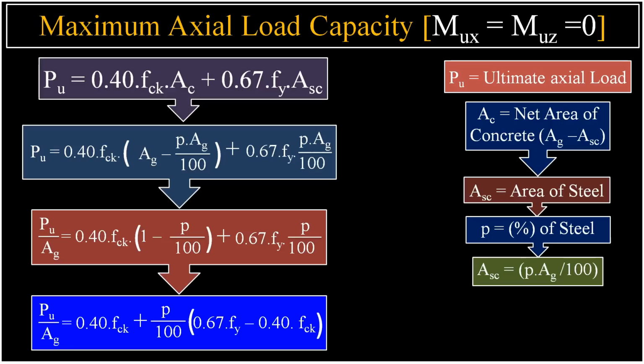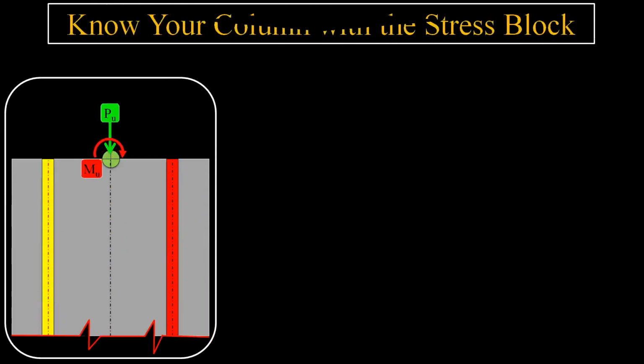Now let's move to the next slide, for more explanation. Title of this slide is, Know Your Column with the Stress Block. The previous slides established that our design must account for the ultimate axial load, Pu, and the ultimate moment, Mu. Now, we will look inside the column to understand the internal forces generated by these loads using the stress block concept from the limit state method.